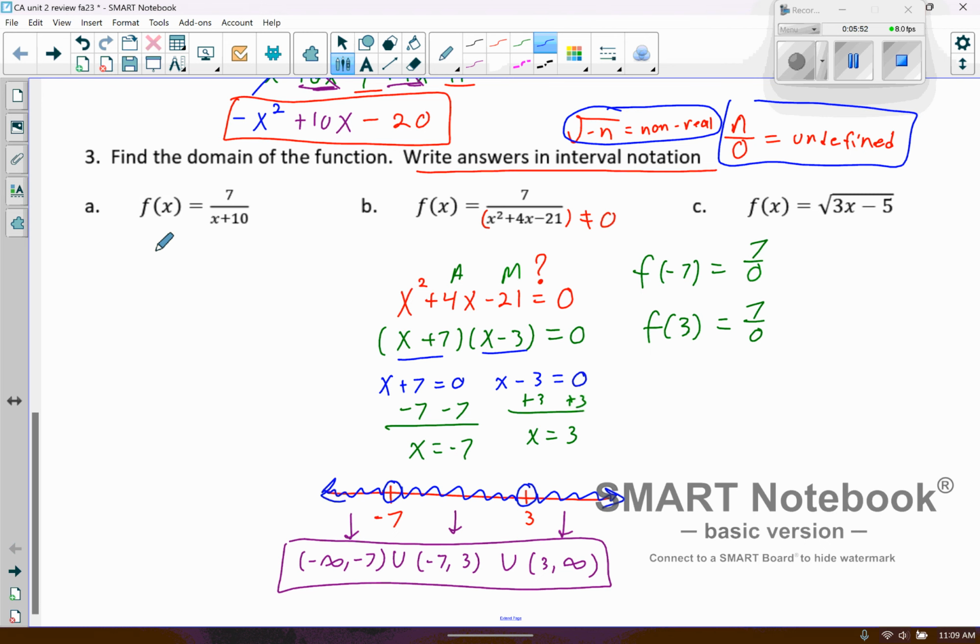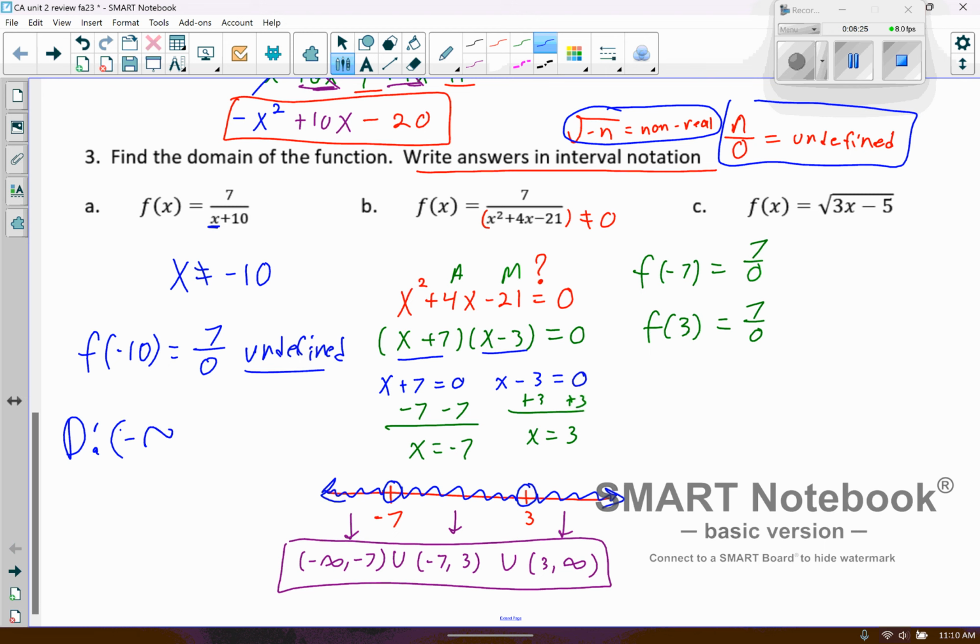So looking at A, we don't want to divide by 0, so x cannot equal negative 10. Because if you plug in negative 10, what will happen is f of negative 10, I'm going to end up getting 7 over 0, which is undefined, right? And so we don't want to do that. And so basically your domain is everything but negative 10.